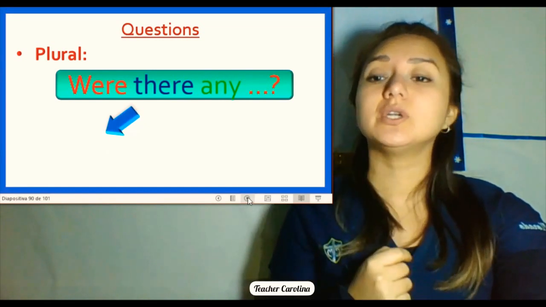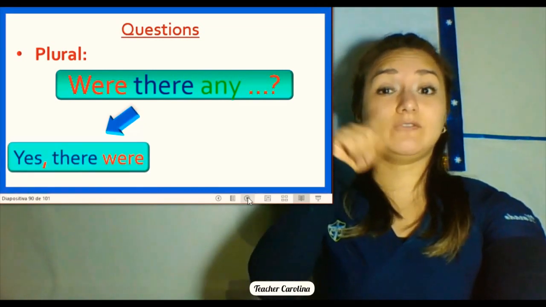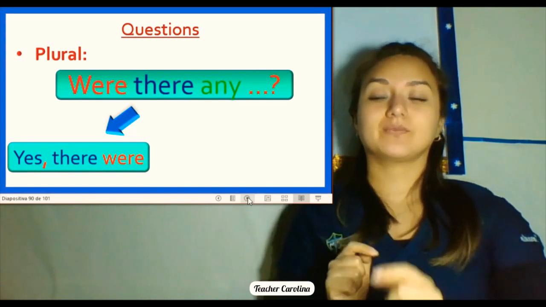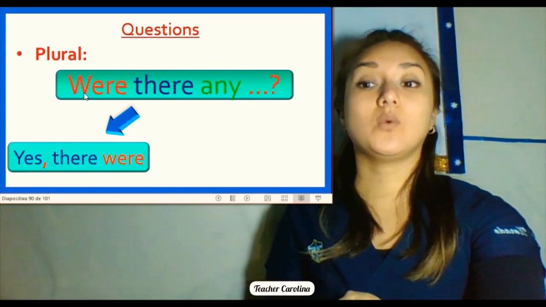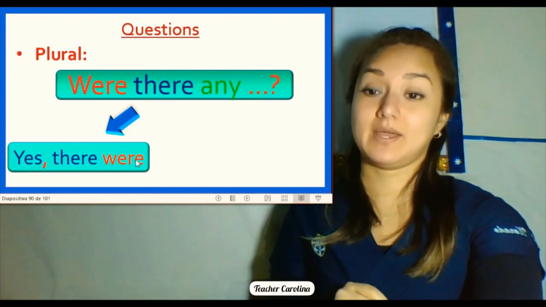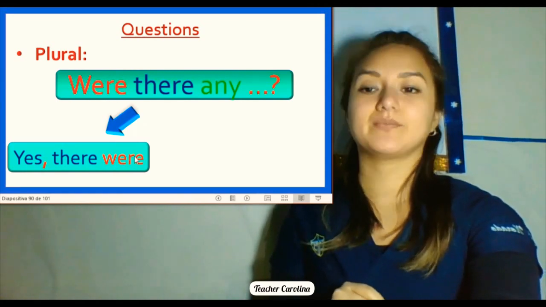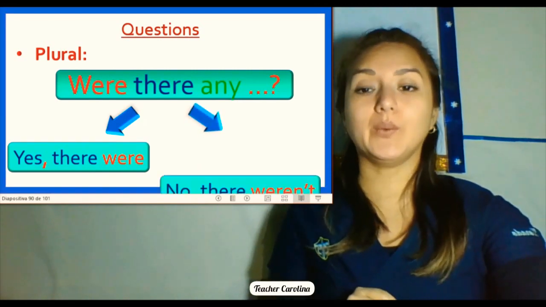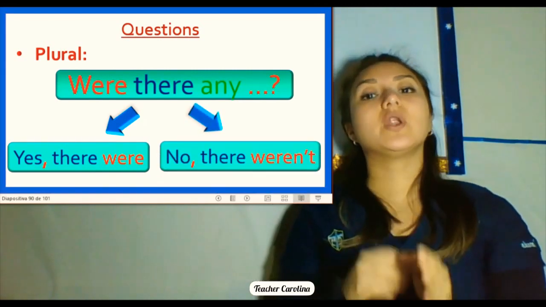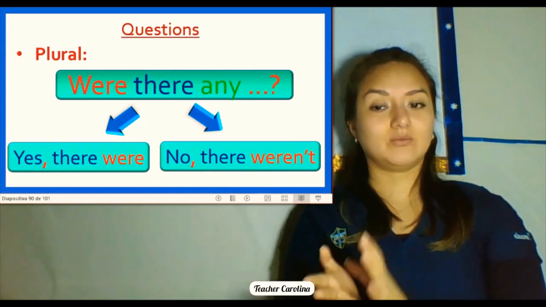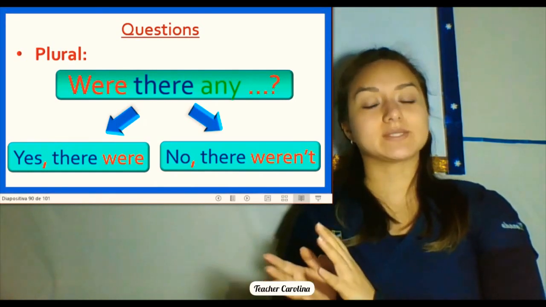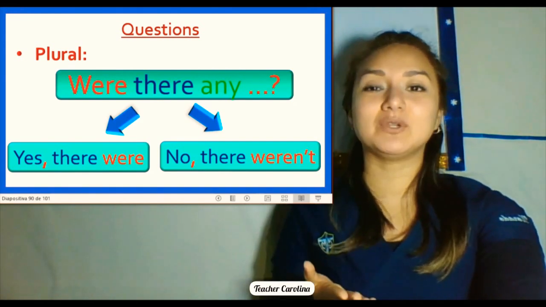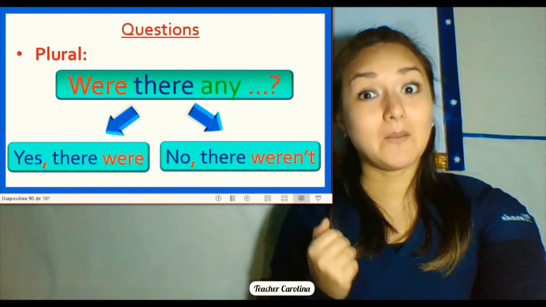Possible answer, if it's affirmative, if it's yes: yes, there were. My question, were. My answer, were. Yes, there were. What happens if it's negative? You have to say no. No, there weren't. Right? No, there weren't. So now we are going to see some examples in order to understand better.